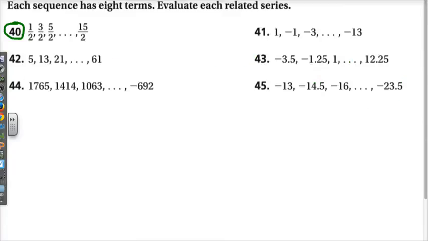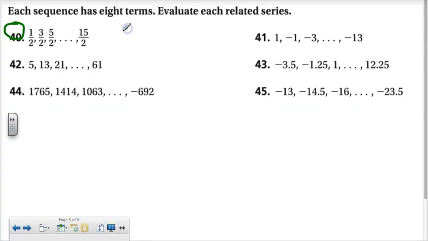All right, number 40. Number 40 says each sequence has 8 terms. Evaluate each related series. And I look at 40 and the question I have is, is this arithmetic so that I can use my rules? So we take 3 halves and subtract 1 half, and that would give us 2 halves, which is 1. And then we realize, oh yeah, that's what they're doing every time here. They're adding 1.